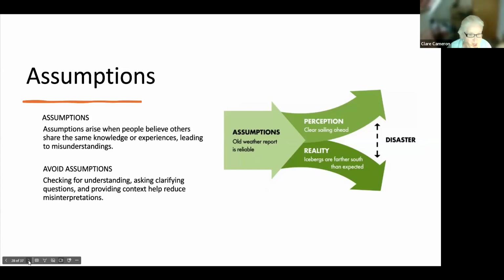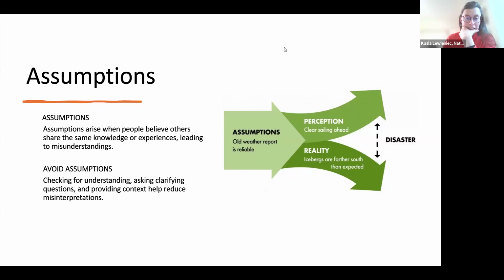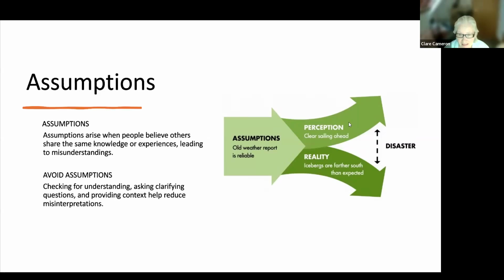Now, the next thing I'm going to move on to is assumptions. Assumptions can be very dangerous. Looking at this diagram, just read this slide and looking at this diagram, what disaster are they talking about and what assumptions was it? Any idea? I guess it's about the Titanic. Yes, about the Titanic. The assumption was clear. Nobody had double-checked, then double-checked. And in reality, the icebergs were further south.